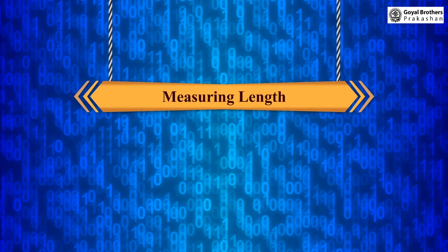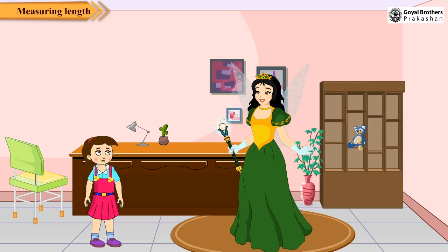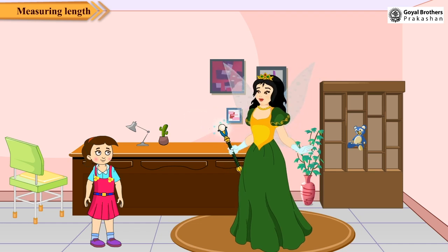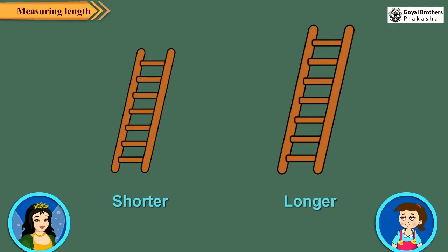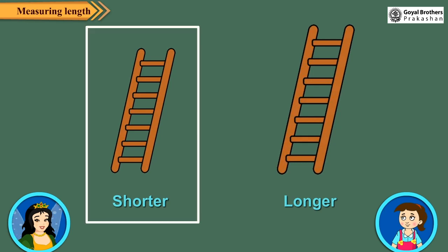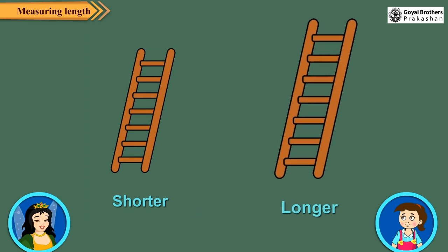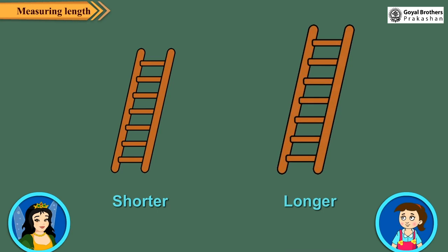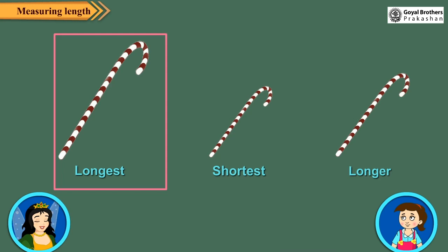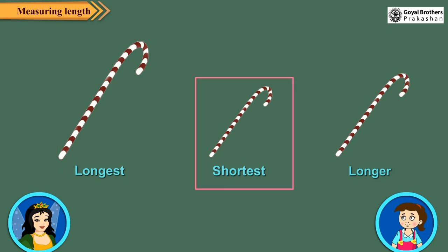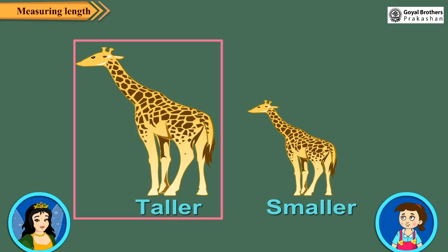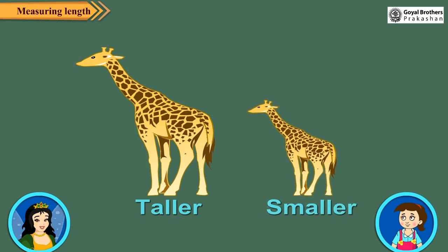Measuring length, we find out how long and how short something is. For example, when we compare two objects, we can say that the first ladder is shorter than the second. When we compare three objects, we can say that this stick is longest and this is the shortest. We can also say that the first giraffe is taller than the second giraffe.